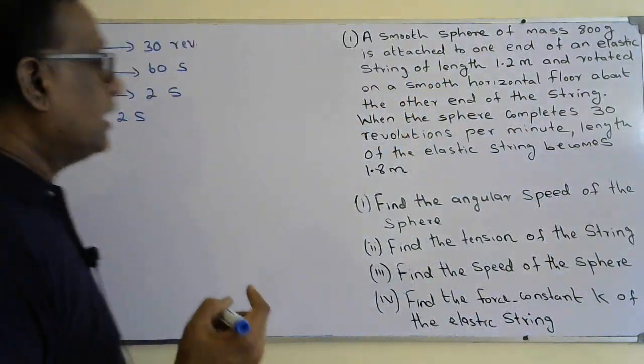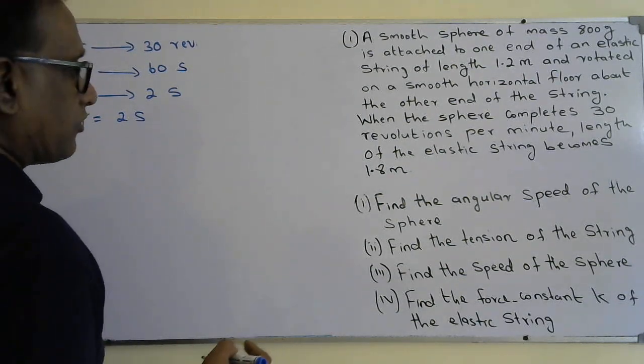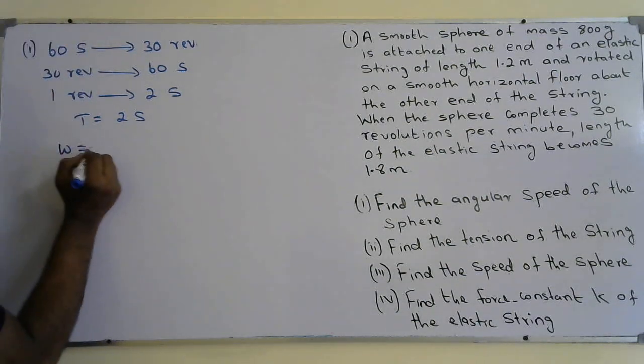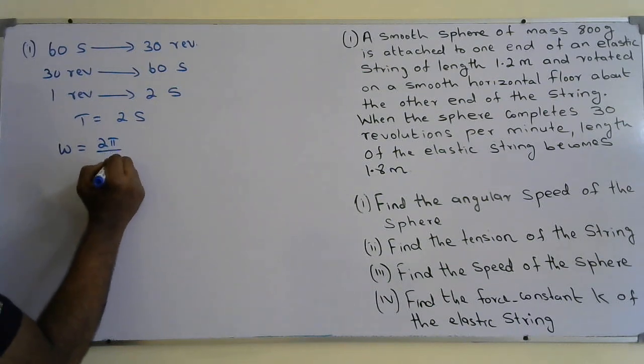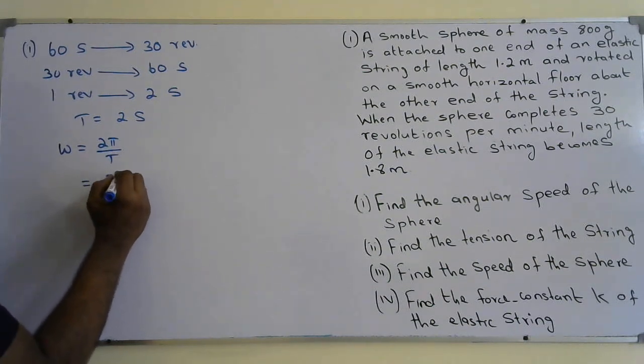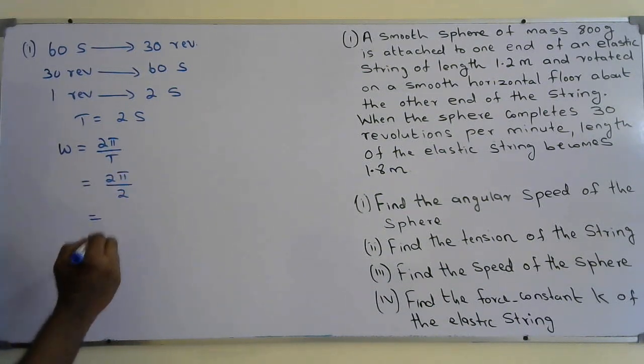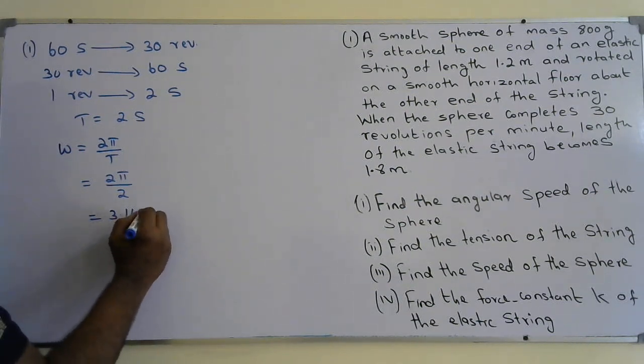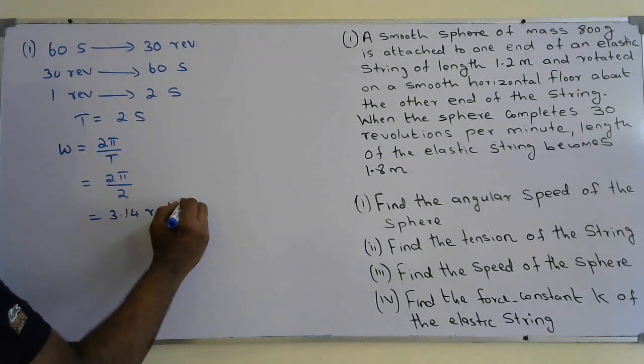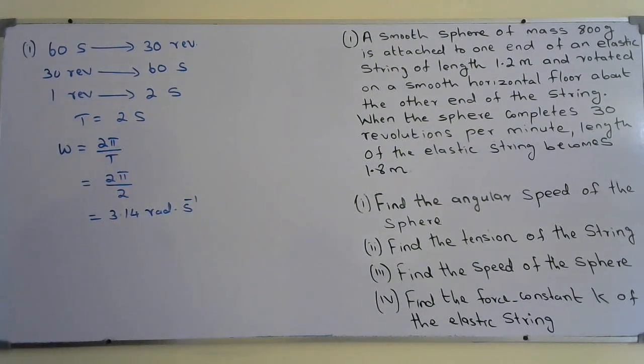So the question is, find the angular speed of the sphere. Omega equals 2 pi over T. We can use that equation, 2 pi over 2, that will be 3.14 radian per second. That's the answer for the first part.